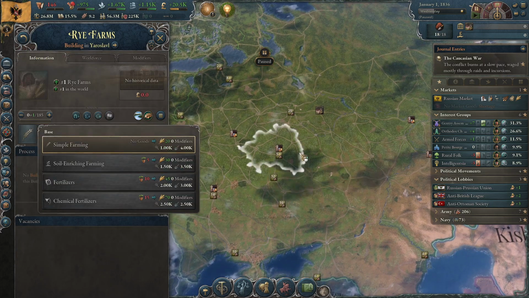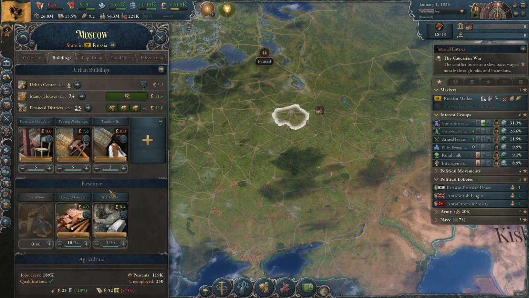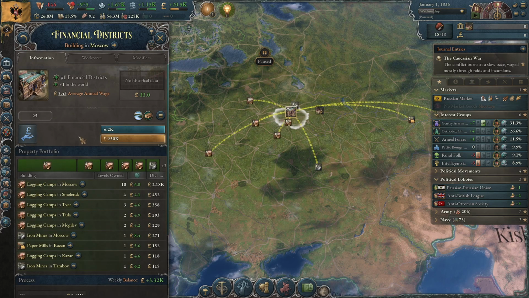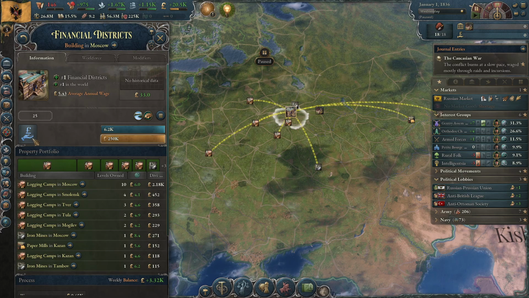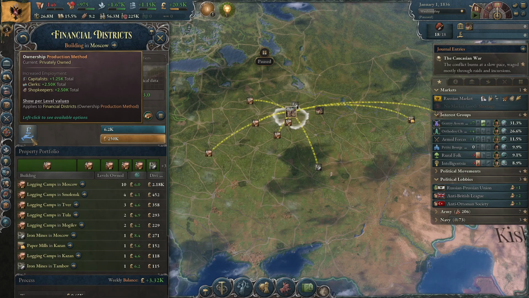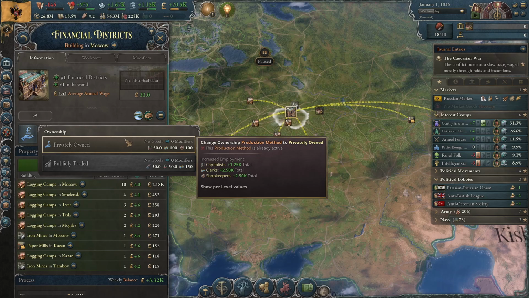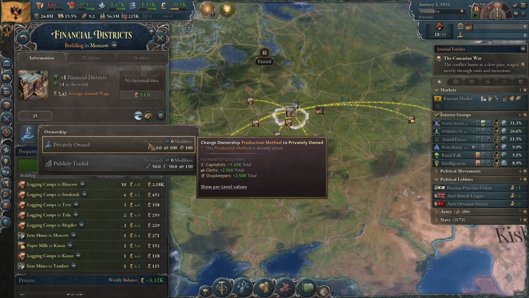Actually, no, there used to be a blue production method for ownership, but ownership was changed to where it is now here in financial districts with building ownership levels. These basically decide who owns what, who is getting what. In this case, for financial districts, you have privately owned and publicly traded. This is kind of deciding who is working here as well.